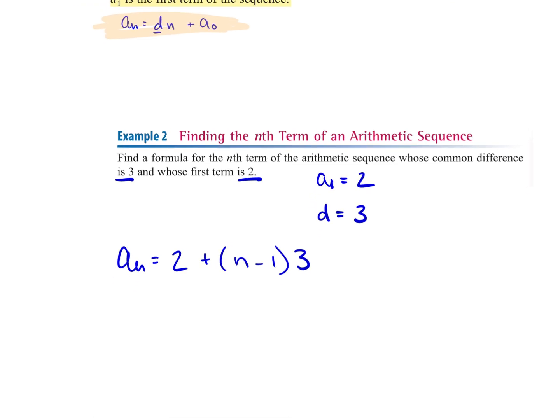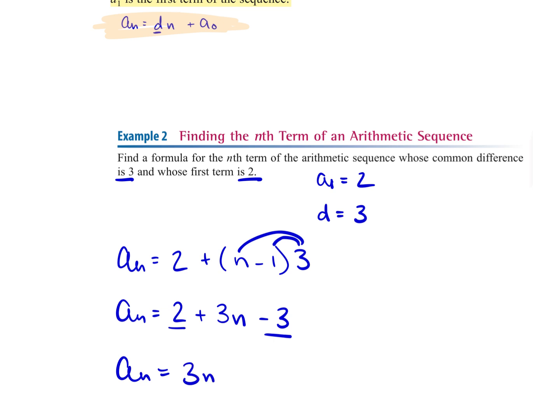And we can't just leave it like this. We want to simplify. Let's get it into that y equals mx plus b form. I'm going to distribute the 3 into my parentheses. A sub n is equal to 2 plus 3n minus 3. A sub n is equal to, what's 2 minus 3? Negative 1. So 3n minus 1 would be our formula.